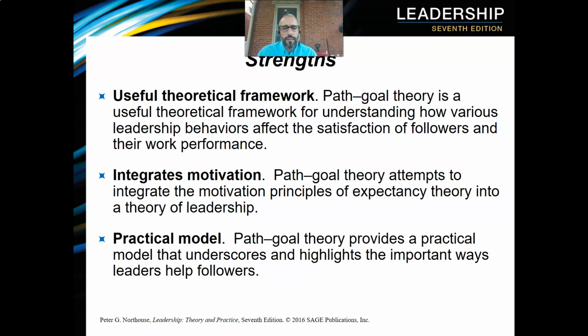This was starting to finally look at satisfaction of followers as a dependent variable, as well as the followers' work performance. Right? So it's not just about the leader's performance. Did they emerge and were they considered effective by the followers? What really matters is, did we get objective outcomes from the followers? Right? So that's another advancement that was important in these models.